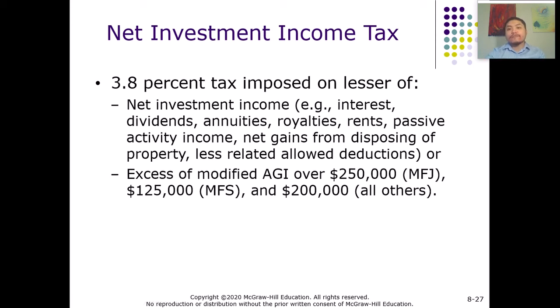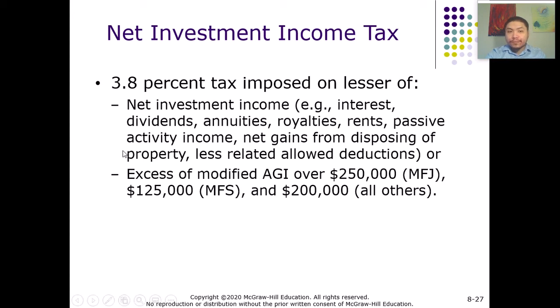The net investment income pretty much includes every type of investment income that you may include in your gross income. For example, interest income, dividend income, annuity, royalty, rent income, passive activity income, pretty much all sorts of investment income that you include in your gross income. So the flat rate tax is 3.8% on whichever is the lesser amount of net investment income or the excess of the modified AGI, right?